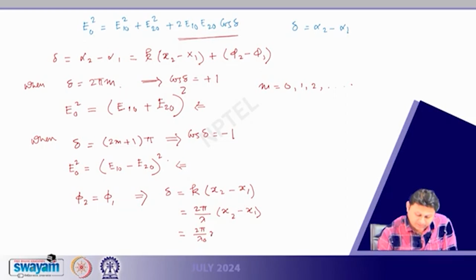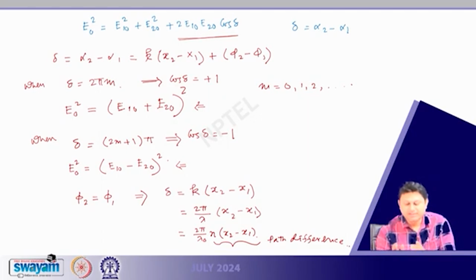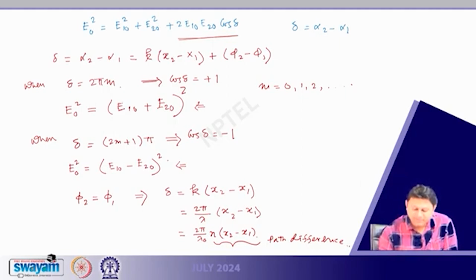If it is in a medium, then I need to multiply by a term n, which is the refractive index, and then (x2 minus x1). This term, n multiplied by (x2 minus x1), is essentially called the optical path, and (x2 minus x1) is in general called the path difference. So if two waves are moving in such a way, there is a path difference between these two that one can calculate by this. Two waves reach some point, and that path difference can lead to a phase difference between them.